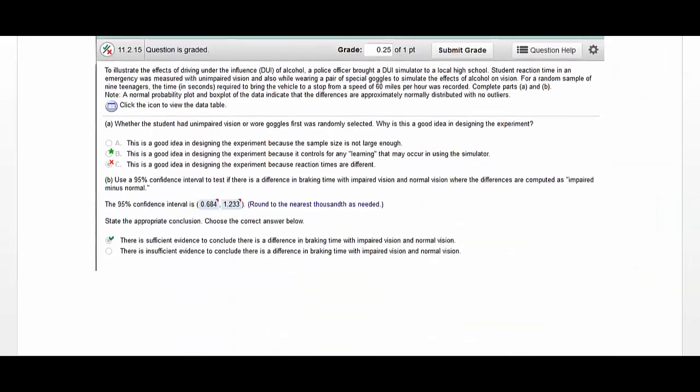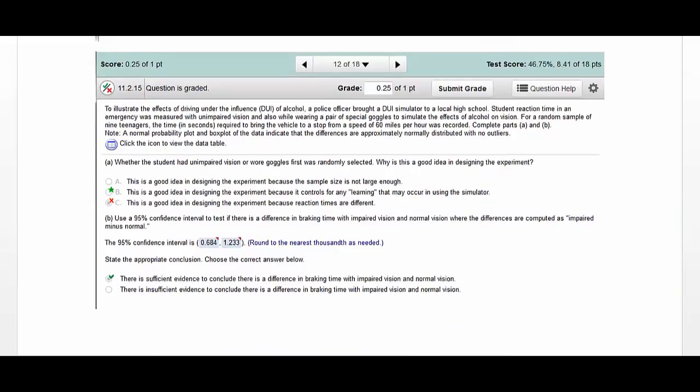Alright, number 12, another one here. Looks like we're dealing with confidence intervals again. To illustrate the effects of driving under the influence, a police officer brought a simulator to a high school. Student reaction time was measured unimpaired and then while wearing a pair of special goggles to simulate the effects of alcohol. For a random sample of 9, okay, so we got a sample of 9, the time in seconds required to bring the vehicle to a stop from a speed of 60 miles per hour is recorded. Complete A through B.